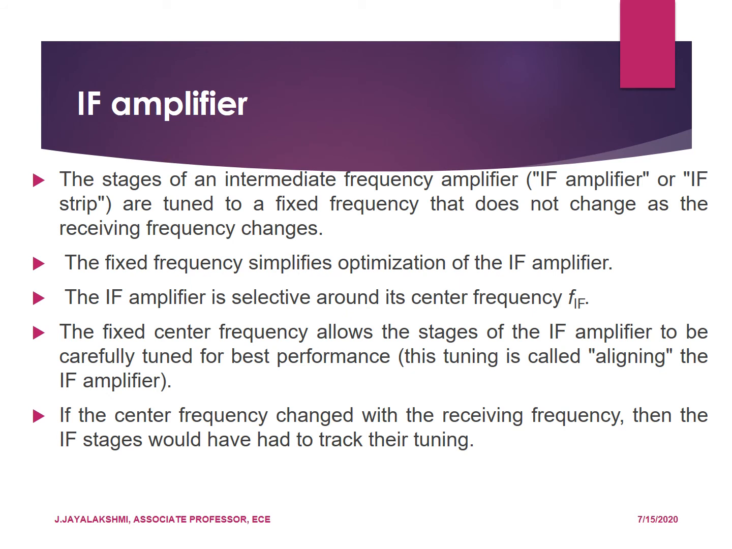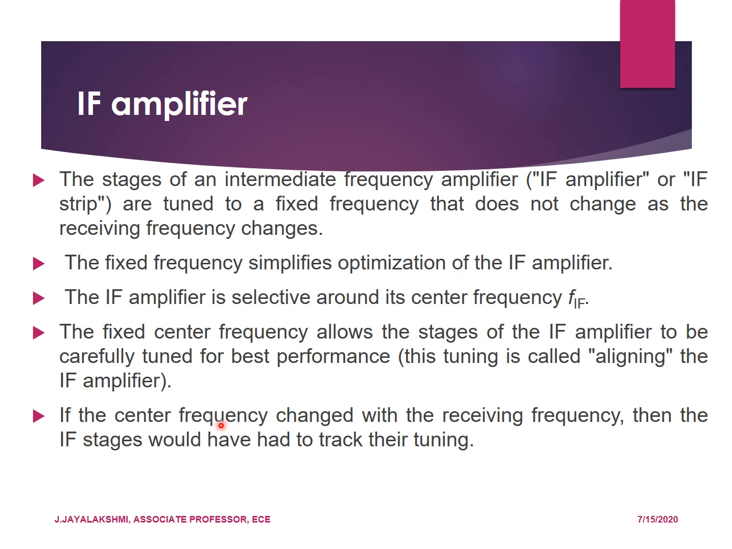So this intermediate frequency which is coming out of the mixer has to be amplified, and it is tuned to a fixed frequency that does not change as the receiving frequency changes. So it is fixed at the intermediate frequency. The fixed frequency simplifies optimization of the IF amplifier, and this is selective around its center frequency FIF. The fixed center frequency allows the stages of the IF amplifier to be carefully tuned for the best performance. This tuning is called aligning the IF amplifier.